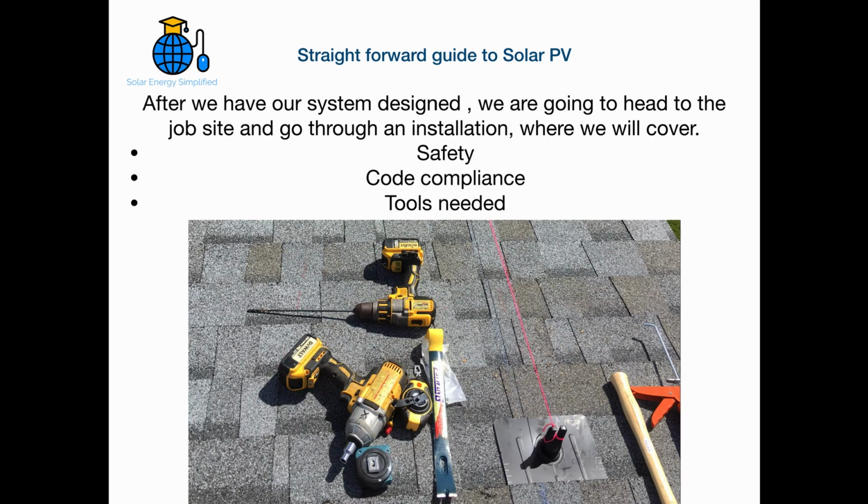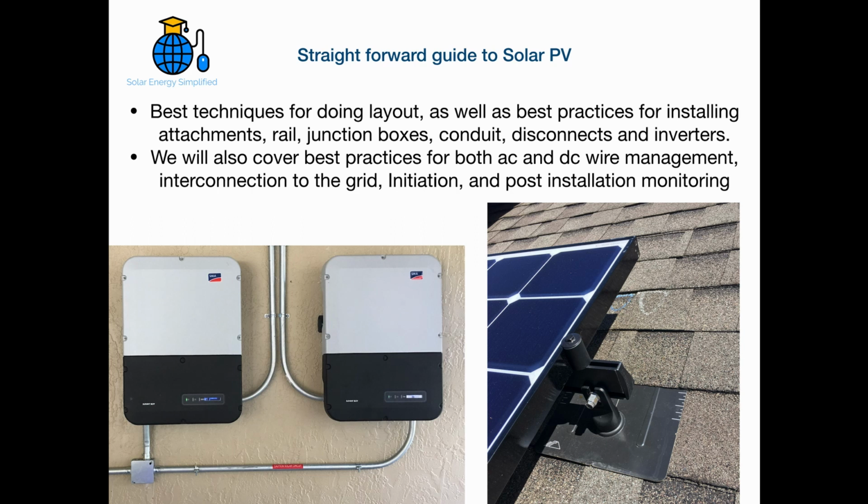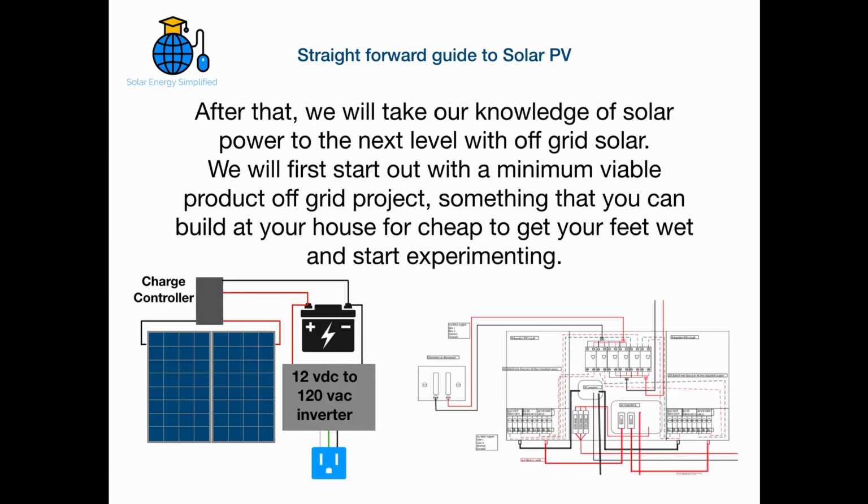After we have our system designed, we are going to head to the job site and go through an installation, where we will cover safety, code compliance, tools needed, best techniques for doing layout, as well as best practices for installing attachments, rails, junction boxes, conduits, disconnects, and inverters. We will also go over best practices for both AC and DC wire management, interconnection to the grid, initiation and post-installation monitoring. After that, we'll take our knowledge of solar power to the next level with off-grid solar.